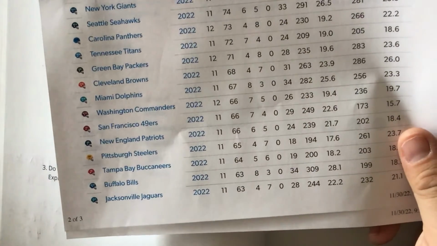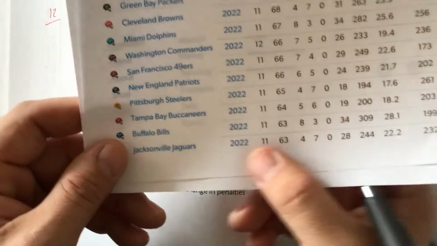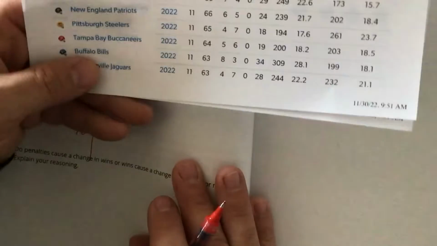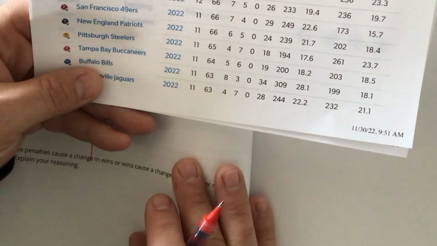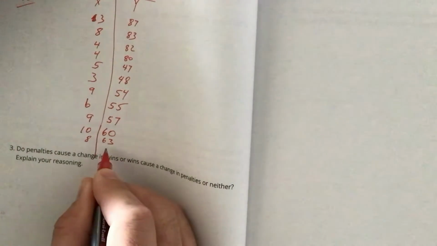So let's pick 2 more kind of from the middle here. Okay, let's do the Panthers. This is the middle. The bottom here is kind of the middle. Do the Dolphins. So how about just Buffalo and Jacksonville? They are pretty much smack in the middle. 8 wins and 63 penalties. And 4 wins and 63 penalties.